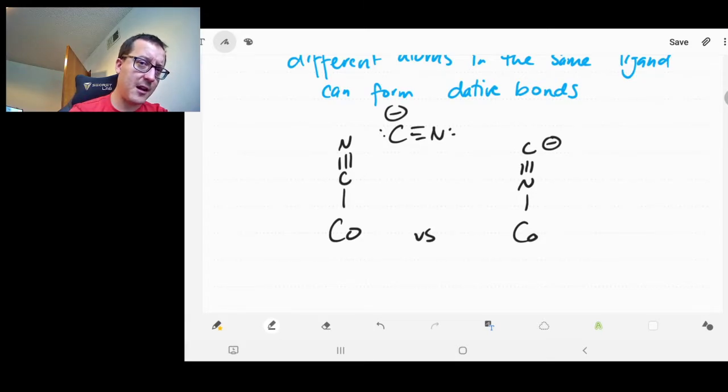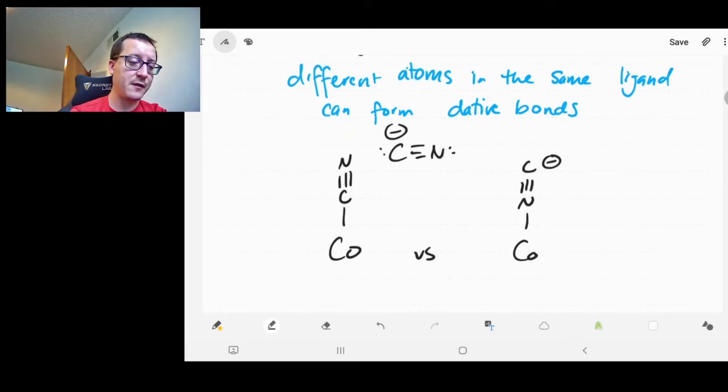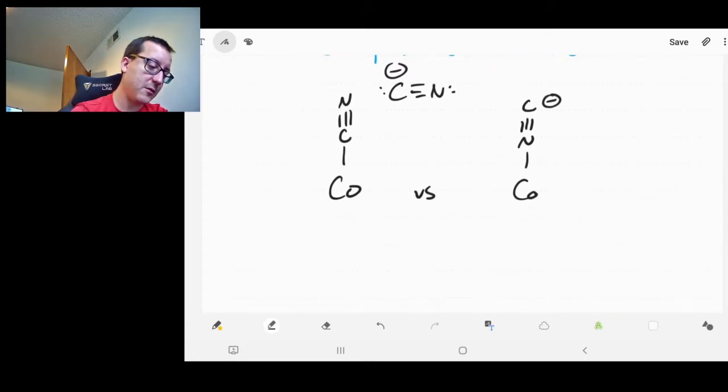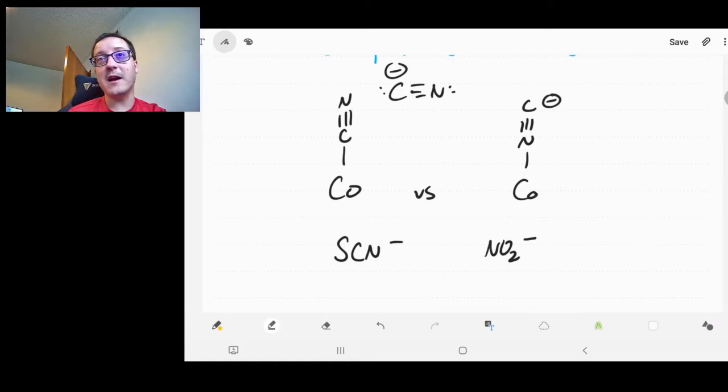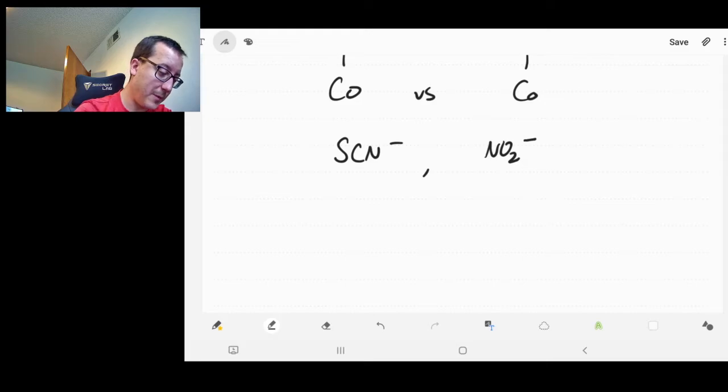But they're less common, and it's only going to be with things that have the potential to bond in multiple areas. Another one would be thiocyanate. You can bond on either the sulfur or the nitrogen, or nitrite. You can bond from either the nitrogen or one of the oxygens. So all of these are going to be able to form linkage isomers. But they're kind of less important. So we don't care about them.